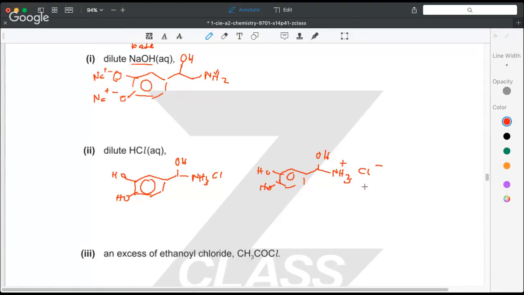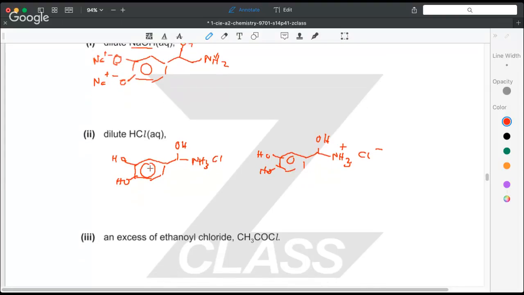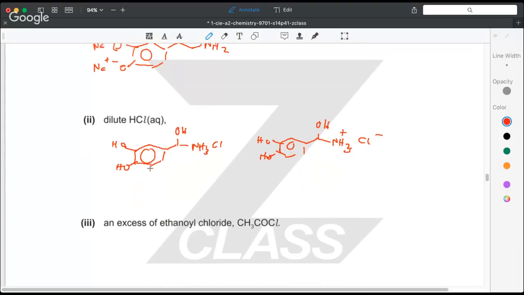You've got that. Okay, so in the first part of the question over here, you had an acidic end of the molecule, reacted with the base. Here you had a basic end of the molecule, you reacted it with acid. Okay, I think those were probably quite easy questions.